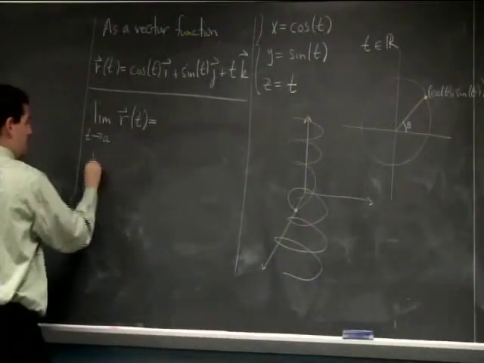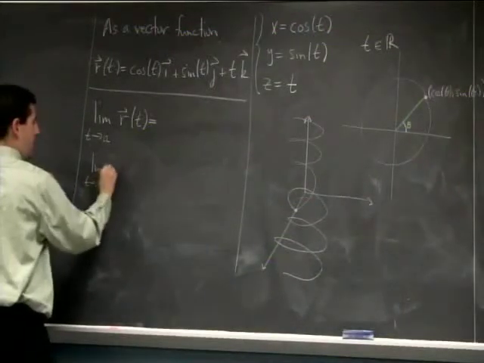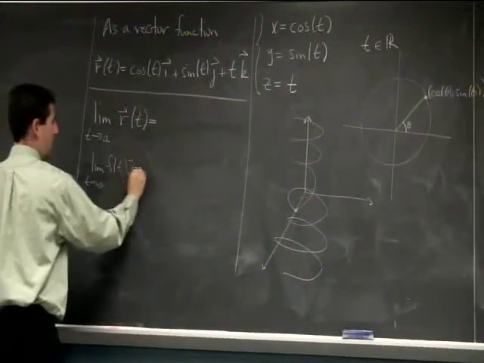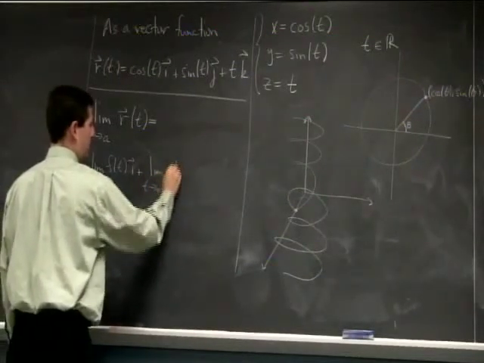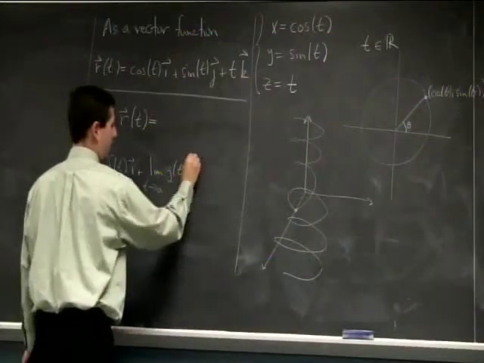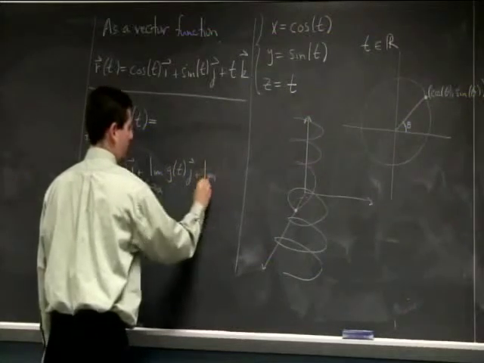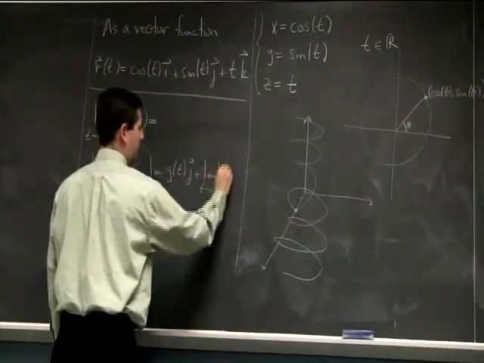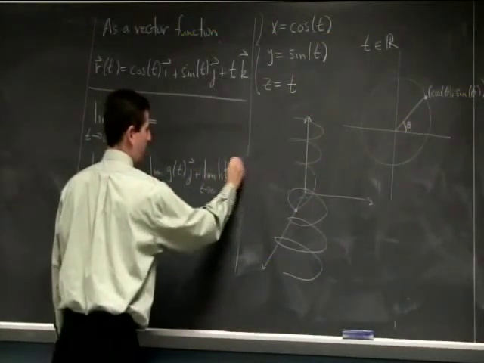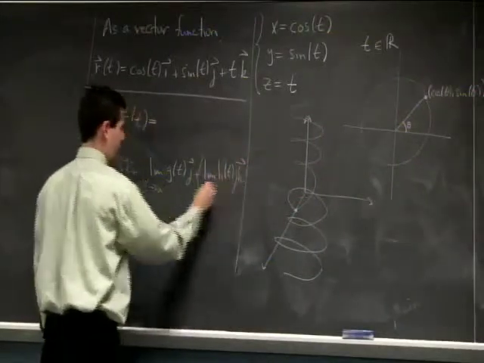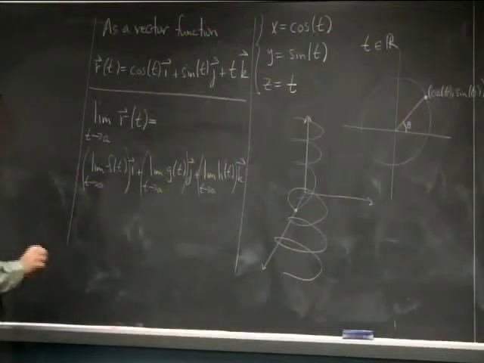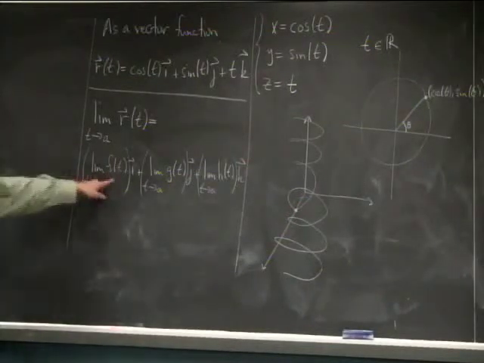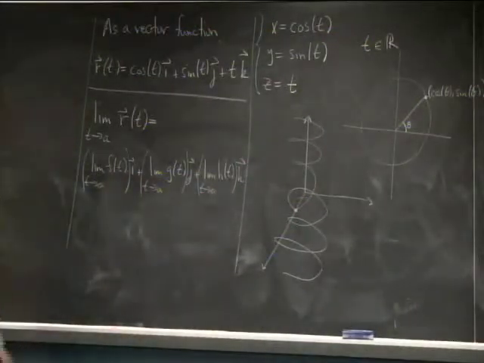This is the limit as t goes to a of f of t, i, plus the limit as t goes to a of g of t, j, plus the limit as t goes to a of h of t times k. And these limits are separate from the i's, j's, and k's. So here, these are the component functions. And it turns out this is exactly the right definition.